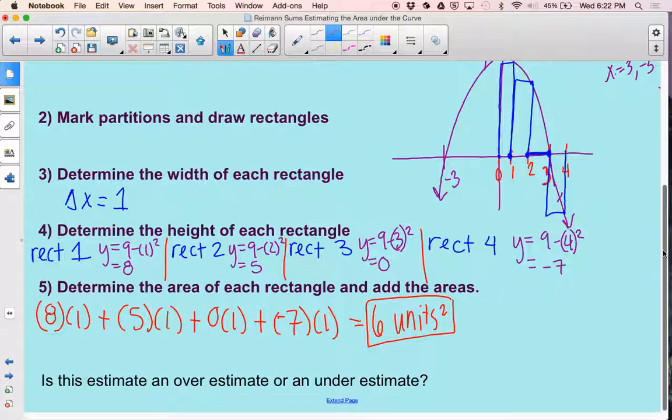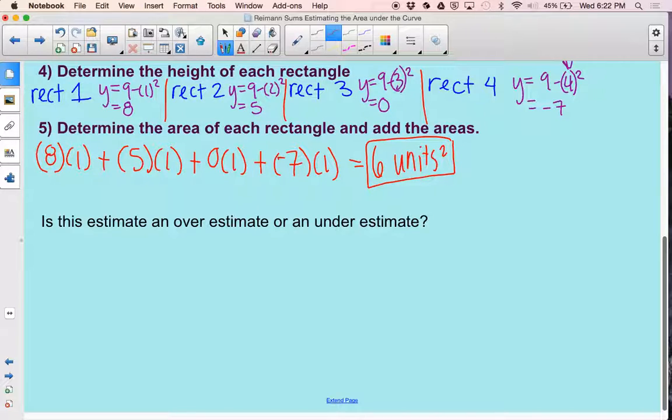Now, is this an overestimate or an underestimate? Well, it's kind of hard to tell, so you can't really tell completely.